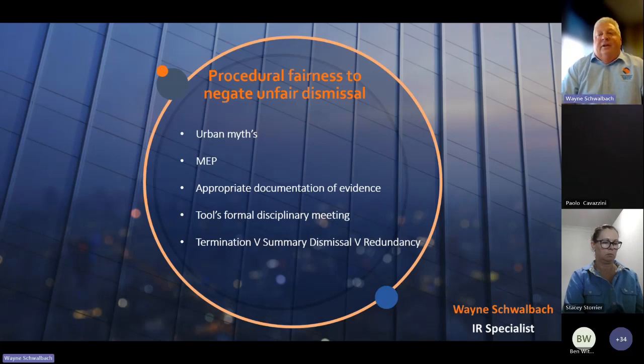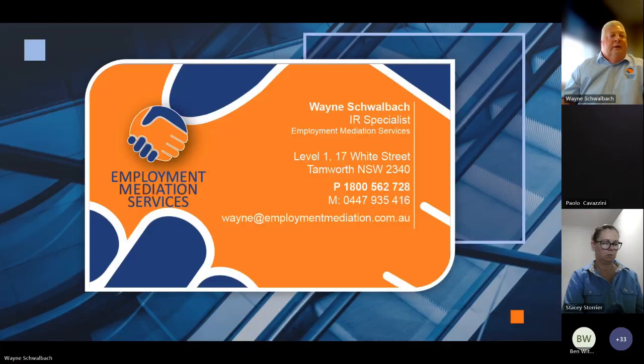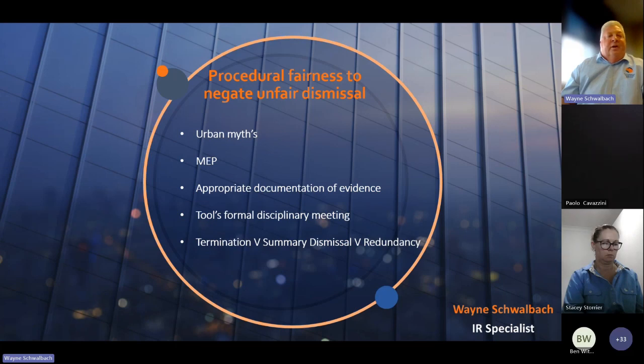So an unfair dismissal claim does not apply to a casual or anybody under the minimum employment period unless they file what's called a general protections claim. And I think that comes up on the next slide, or maybe it doesn't. I'll just have a look. No, it doesn't. So I'll just quickly go through the Fair Work Commission's unfair dismissal.